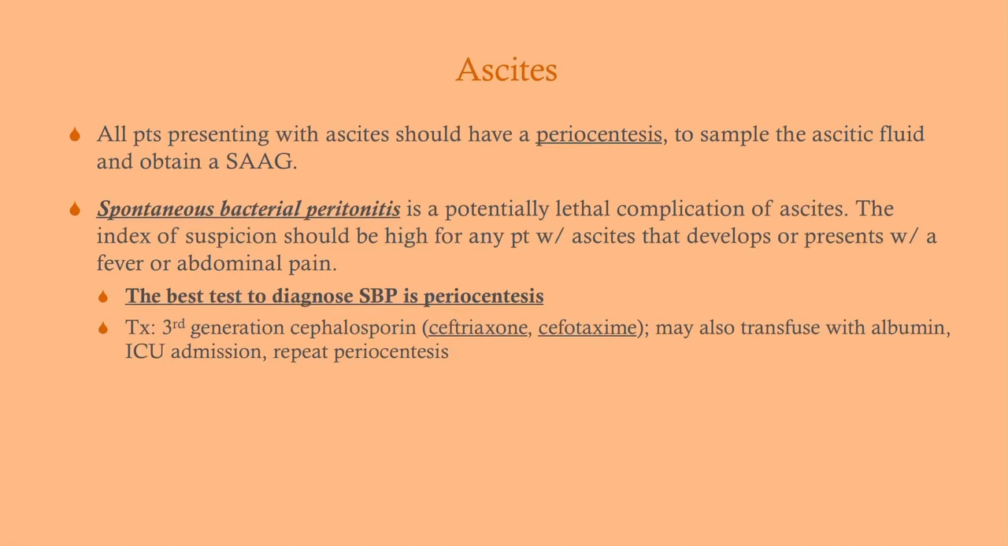So we would treat them with antibiotics, but we would get a paracentesis to get a culture on that to see what we're dealing with as far as the pathogen. So if you got a patient with ascites and a fever, or ascites and severe worsening abdominal pain, then you need to get a paracentesis and administer antibiotics.